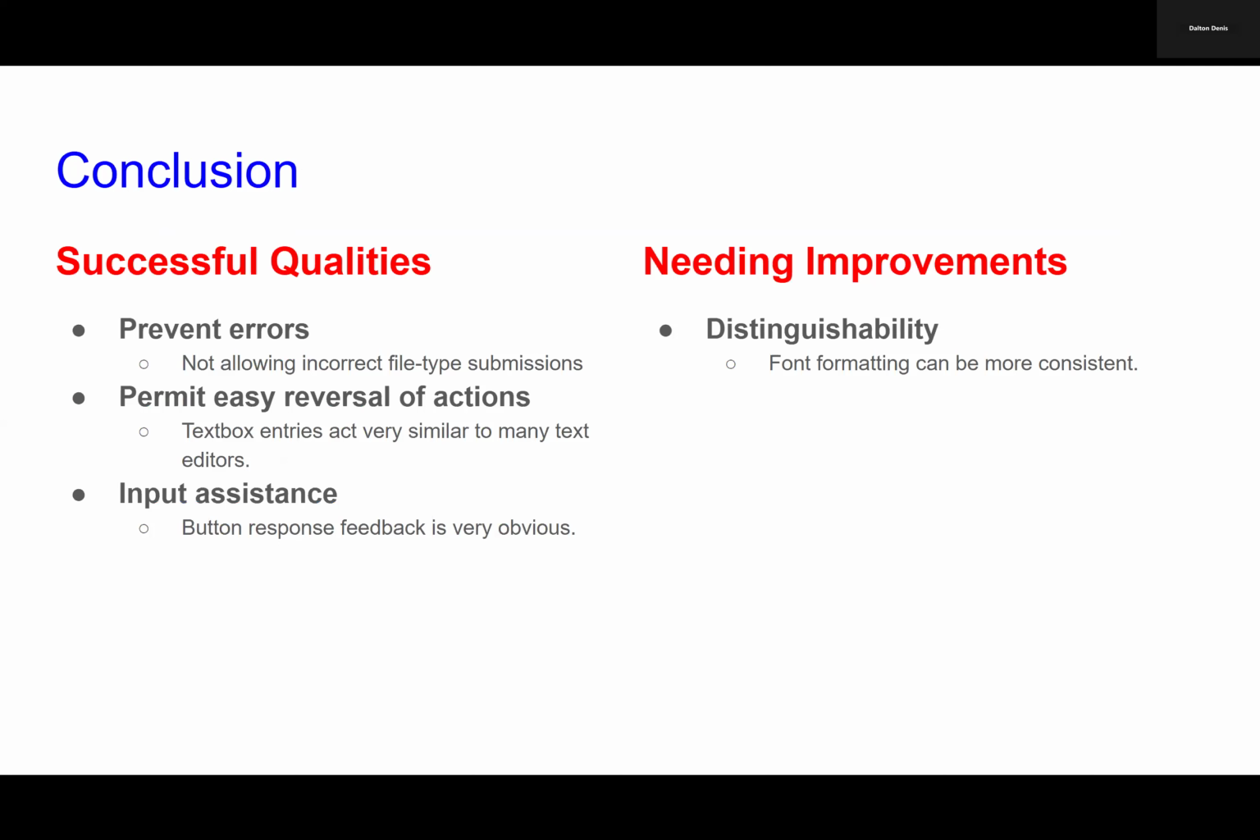In conclusion, Canvas does a great job of assisting the user in preventing errors by implementing consistent submission restrictions, permitting easy reversal of actions in situations such as the text box example, and offering input assistance through button response and feedback. However, it could definitely use some work in paying attention to accessibility factors like font sizing within their pages.